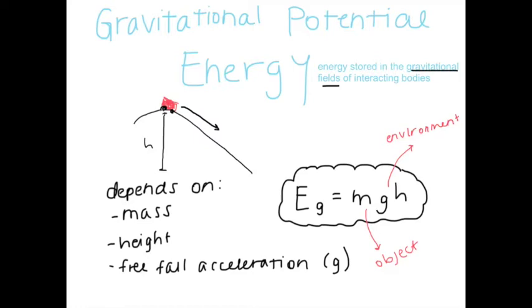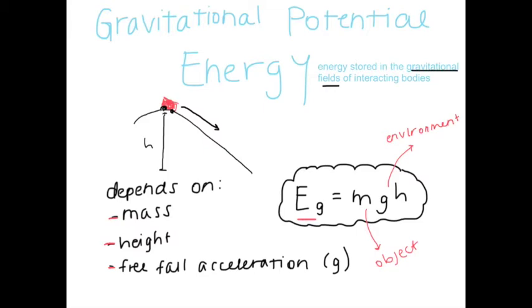So gravitational potential energy depends on a few factors. It depends on mass of the object, the height of the object, and the rate of free fall acceleration, which we've defined as g, or 9.81 meters per second squared. We can combine these factors into the equation for gravitational potential energy. Gravitational energy, or E sub g as we'll call it, is equal to mgh.